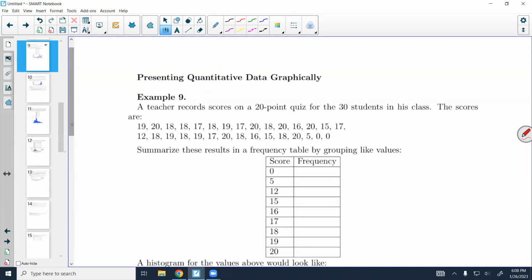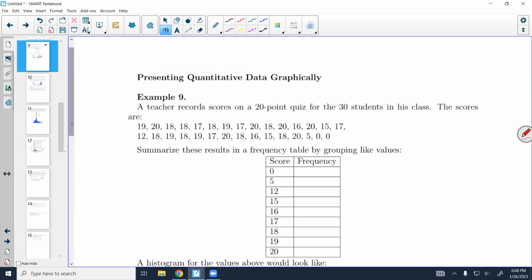So here we're going to do a frequency table for these data points. A teacher records scores on a 20-point quiz for 30 students in his class. And here's a list of scores. Let's summarize these results in a frequency table by grouping like values.